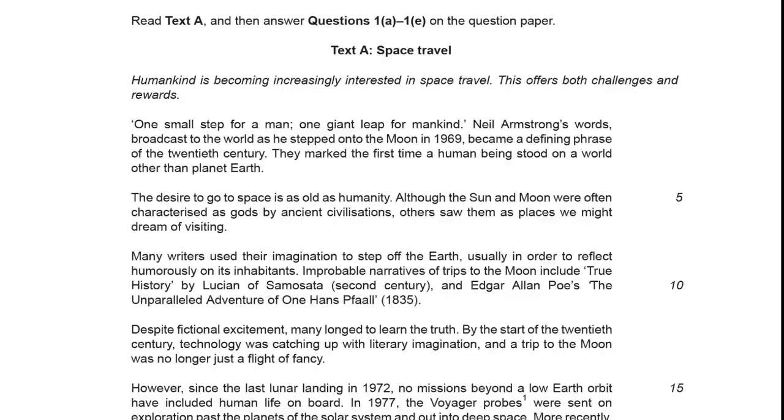The desire to go to space is as old as humanity, although the sun and moon were often characterized as gods by ancient civilizations. Others saw them as places we might dream of visiting. Many writers used their imaginations to step off Earth, usually in order to reflect humorously on its inhabitants. Improbable narratives of trips to the moon include True History by Lucian of Samosata, 2nd century, and Edgar Allan Poe's The Unparalleled Adventure of One Hans Pfaall, 1835.